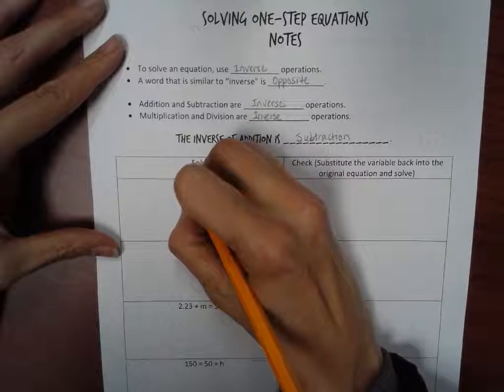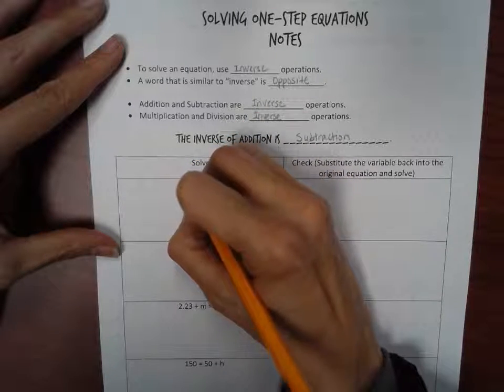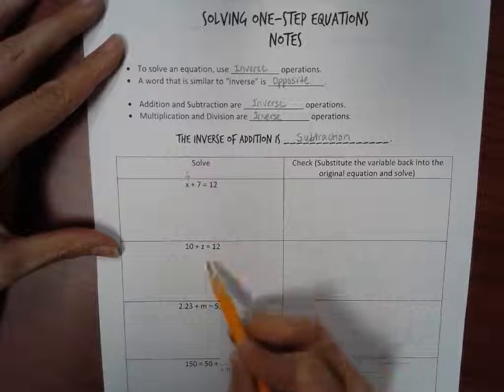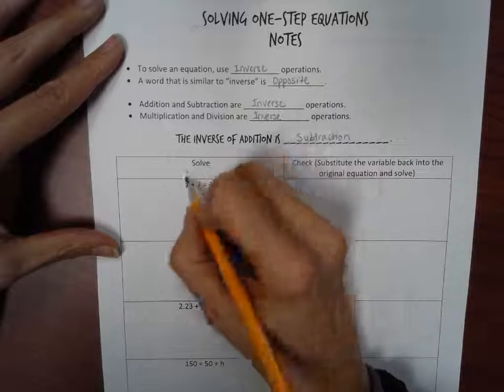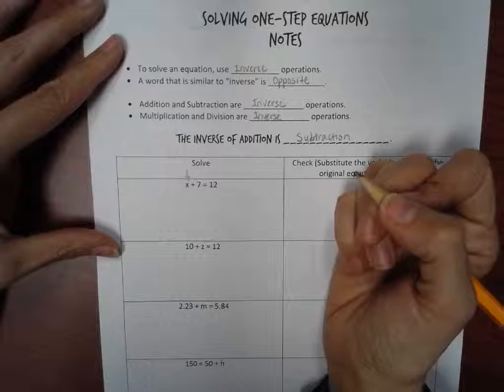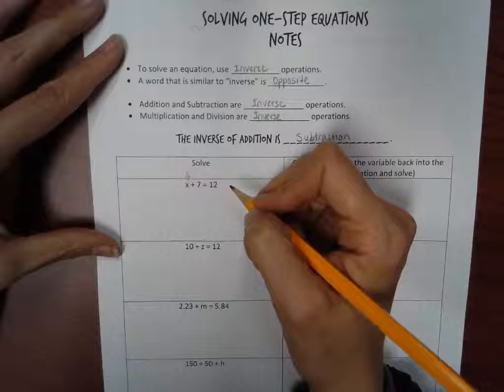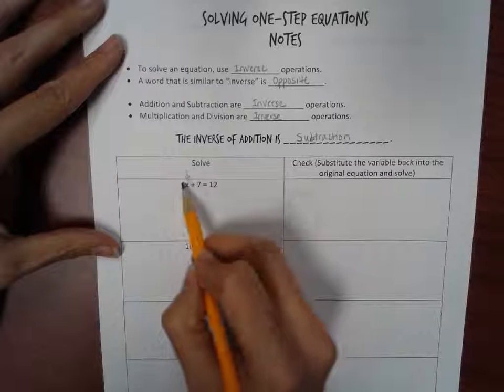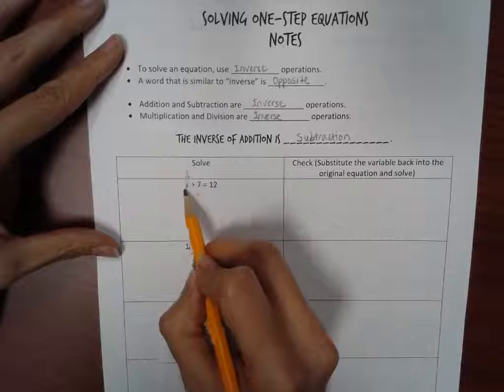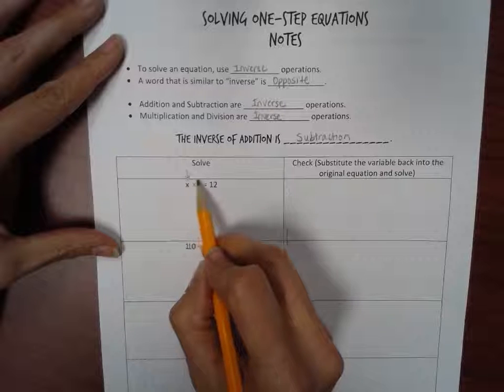So first thing we're going to do is locate the variable. Your variable is always the letter. It's the unknown. So we're going to locate it. I'm putting an arrow above mine. And that tells us what side of the equation to start on. So obviously here's the equal sign, and the variable is over here. So we're going to start on this side of the equation.